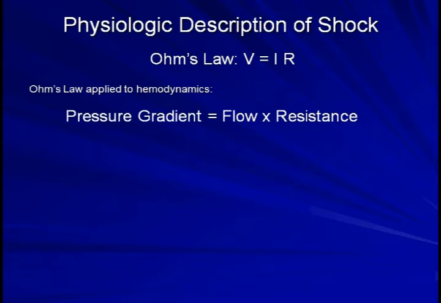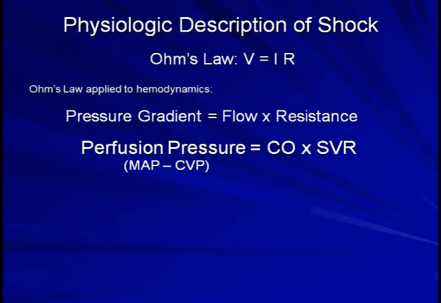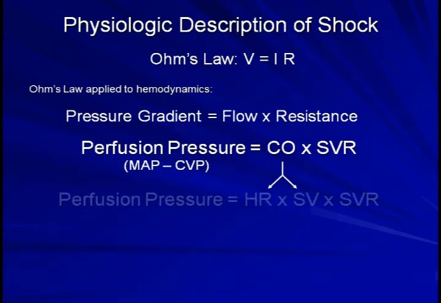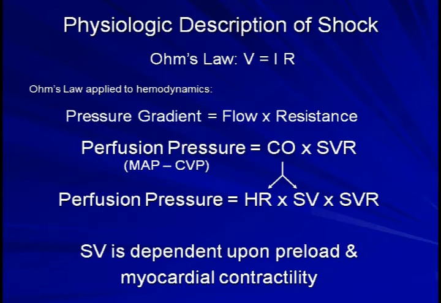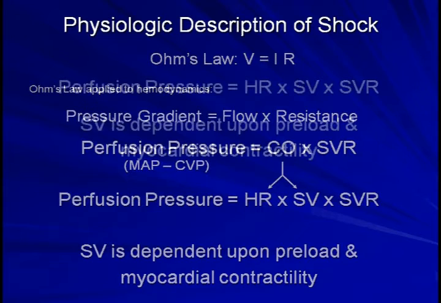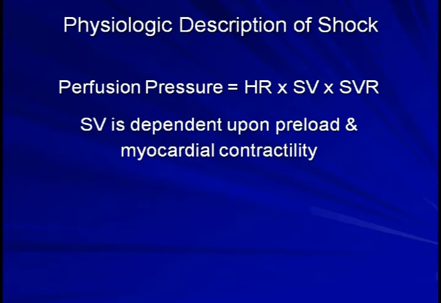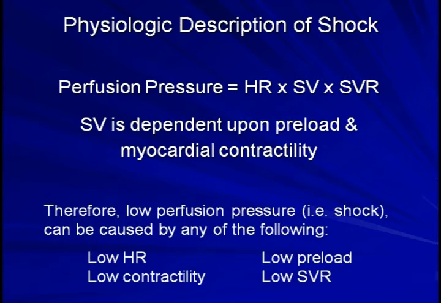If we are a little more specific with our substitutions, we now have perfusion pressure equals cardiac output times systemic vascular resistance. Perfusion pressure is MAP minus CVP, or mean arterial pressure minus the central venous pressure. Next, we know that cardiac output is a product of heart rate and stroke volume. Finally, that stroke volume is dependent upon preload and contractility. Therefore, low perfusion pressure, which is a reasonable surrogate for shock, can be caused by low heart rate, low preload, low contractility, or low SVR.